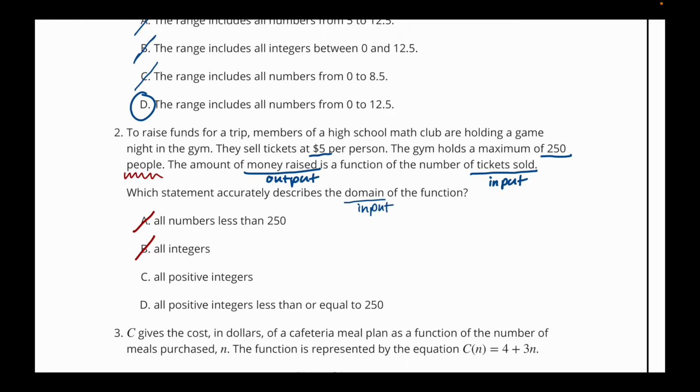I can't have negative people attend. It's possible that I have 0. All positive integers, again, we still can't have over 250. So D is again going to be our answer because it's all positive integers. So positive whole numbers that are less than or equal to 250, or we can say like up to 250.